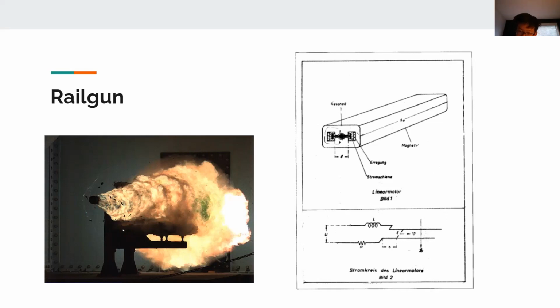So the gun is shooting to the right, and we have L. L means inductors here, and resistance. Basically, they will create a current, and then there will be a field coming out, and if we cross that with the velocity, we will have a force that's shooting the projectile to the right.